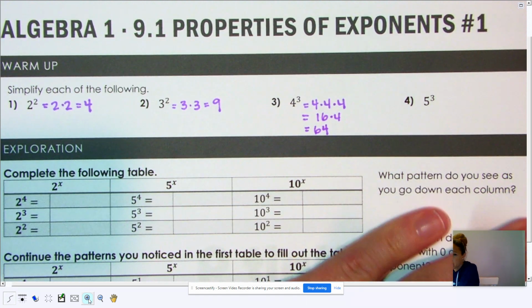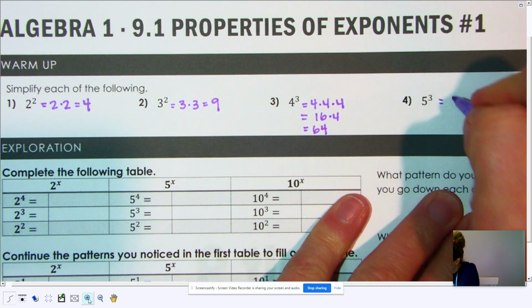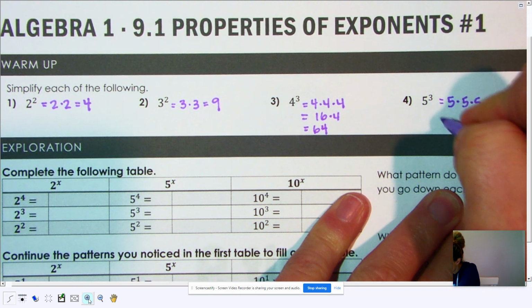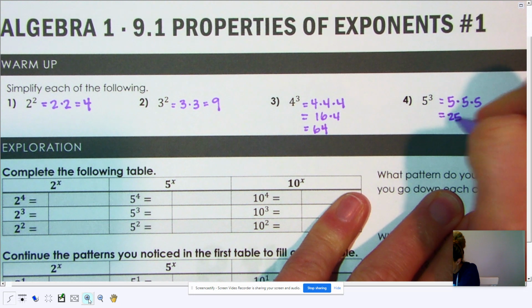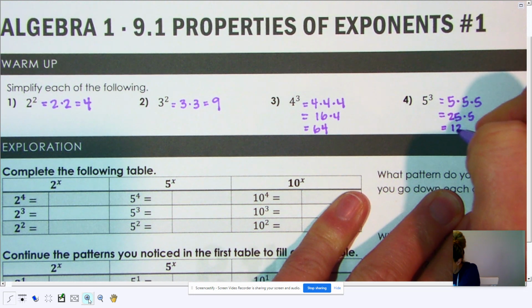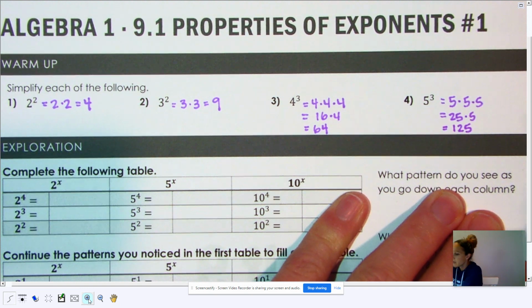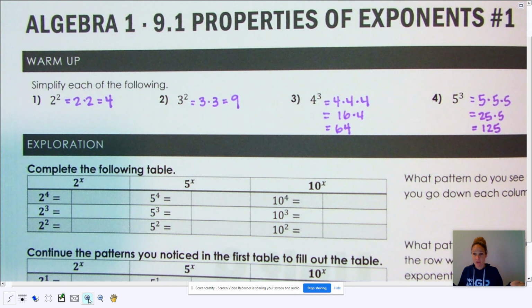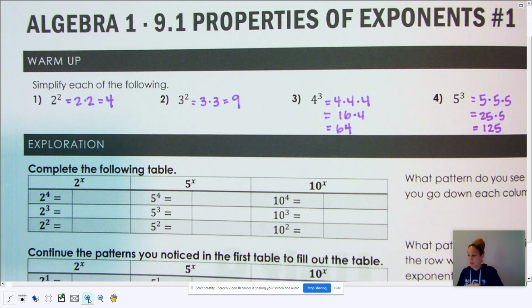Sorry about that. And then I have 5 to the third, which just means that I have 5 multiplied by itself 3 times. 5 times 5 is 25. And then times by that last 5, if I had 5 quarters, I'd have $1.25. So that's our warm up, just to go over what exponents are and how do you write them in expanded form and how do you solve them.